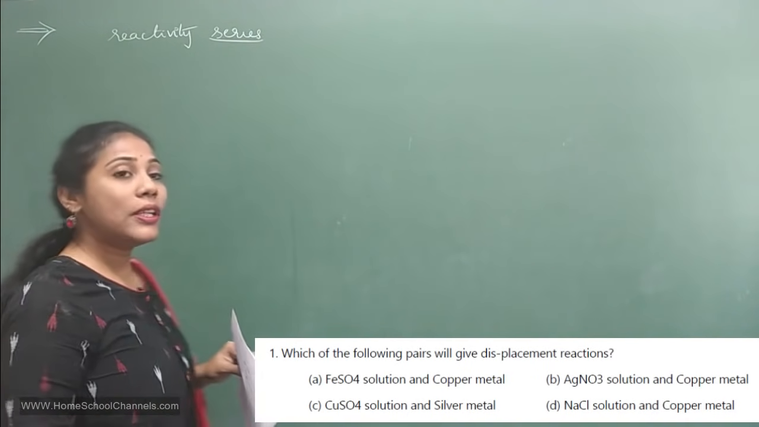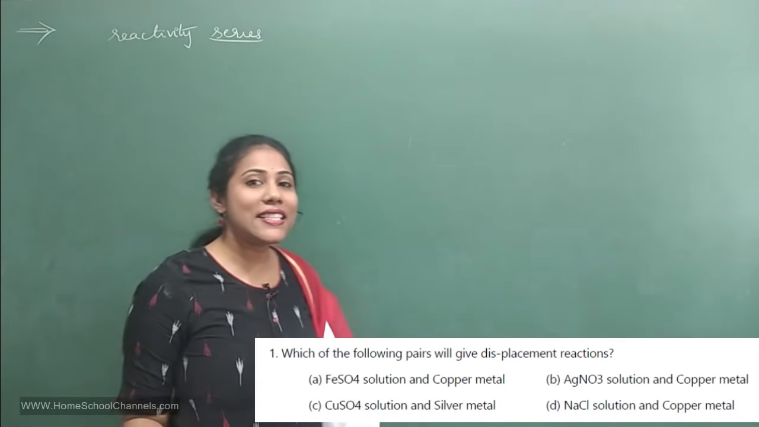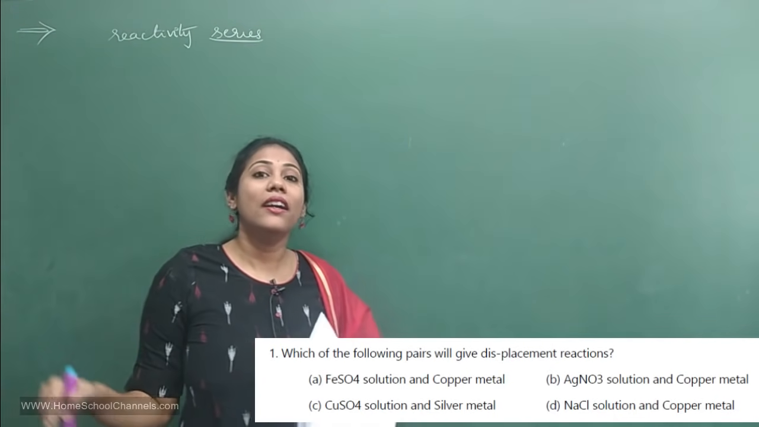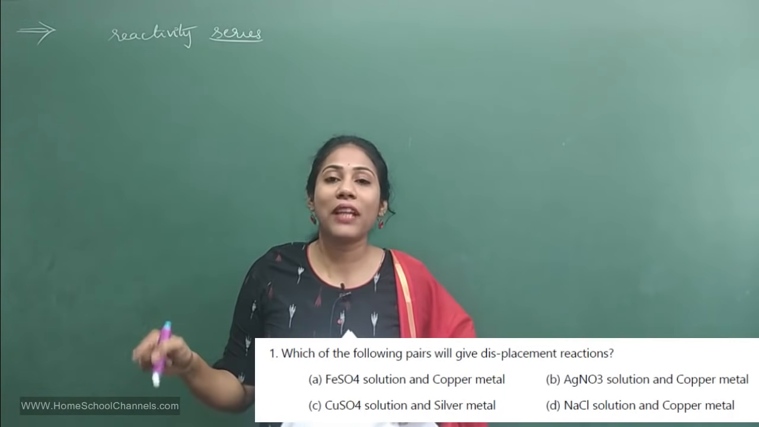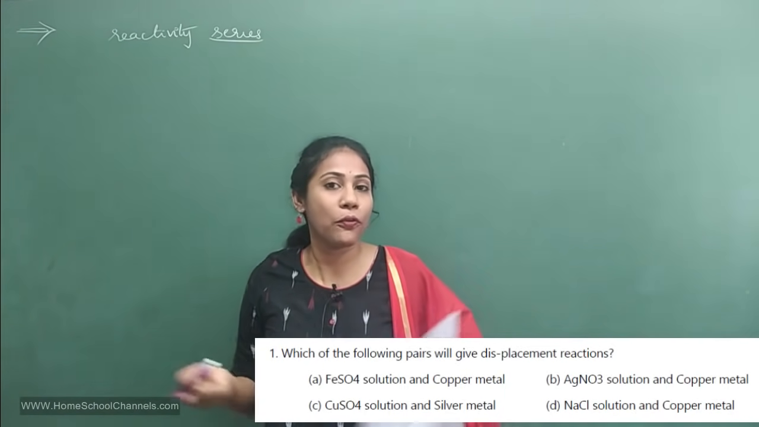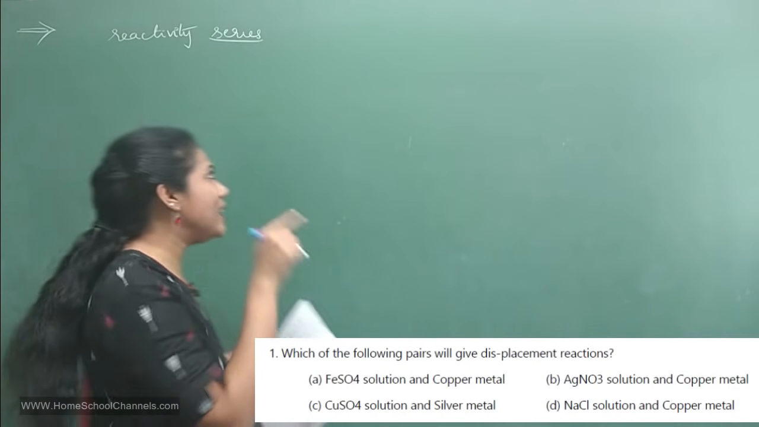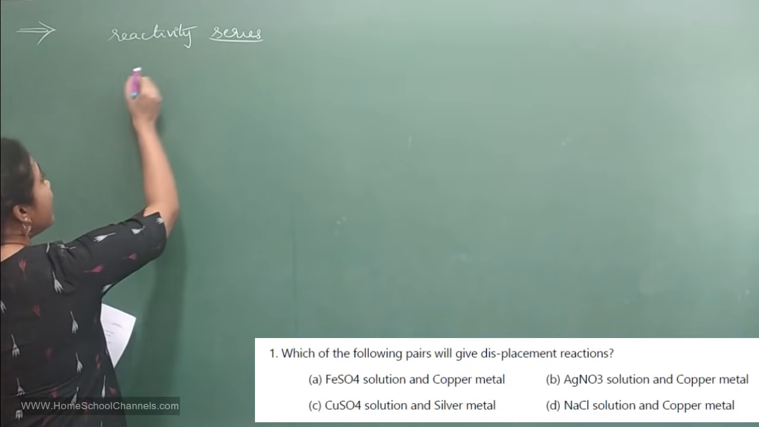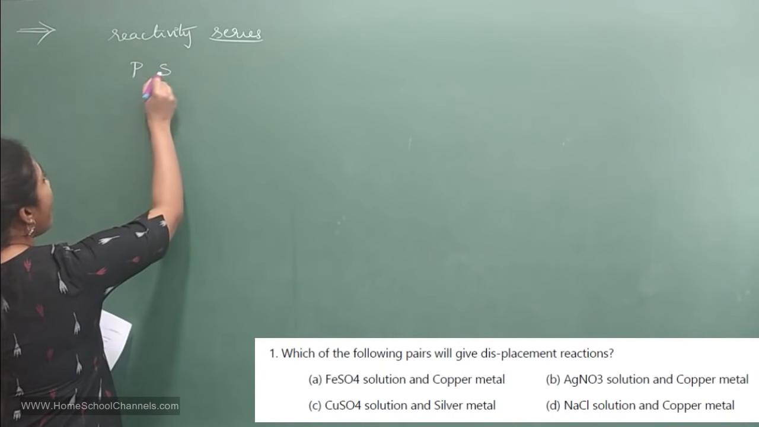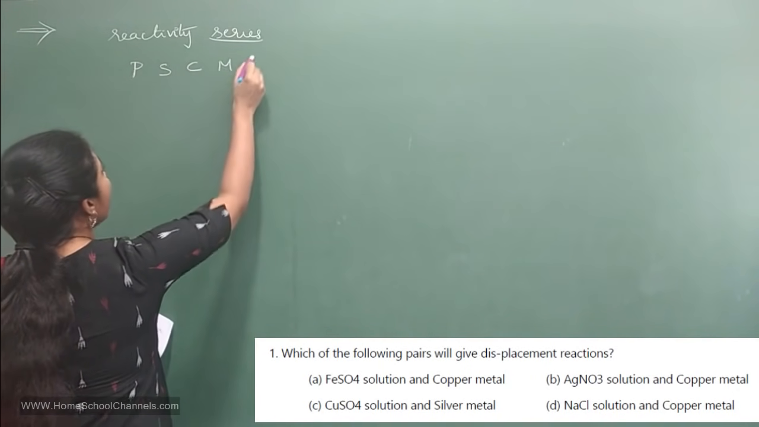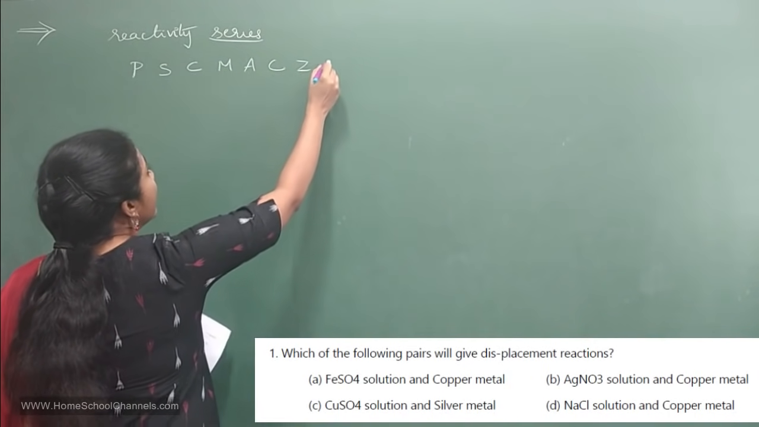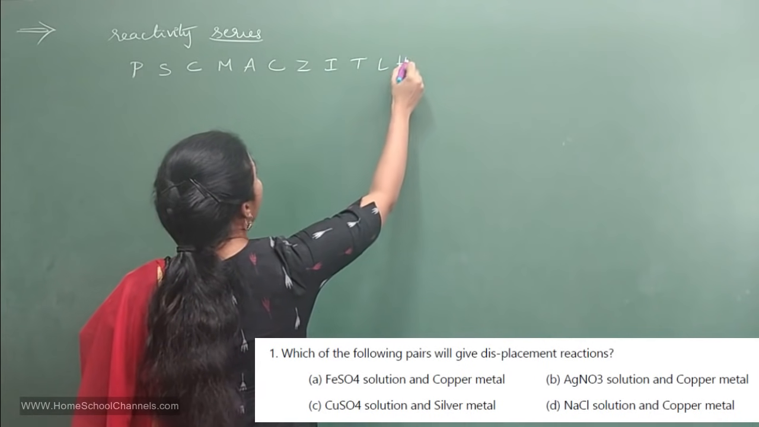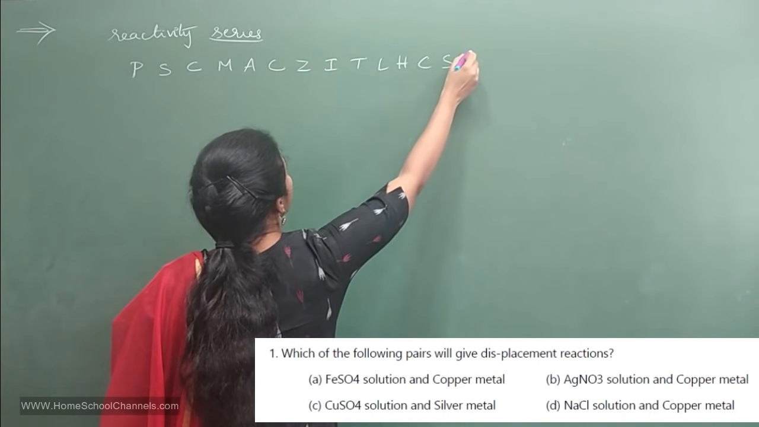So how do you remember the elements in a reactivity series? I have a beautiful shortcut here which was explained in the chapter on chemical reactions and equations, if you want it in a detailed way. Now I'll just tell it in a shortcut way. Just remember the sentence: please stop calling me a careless zebra. Instead, try learning how copper saves gold.